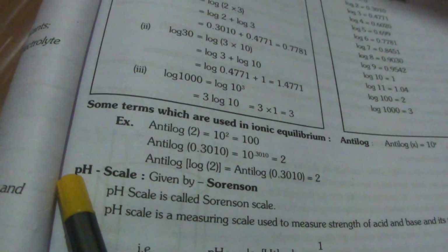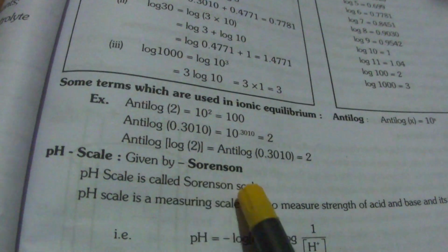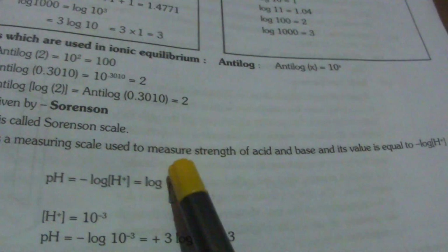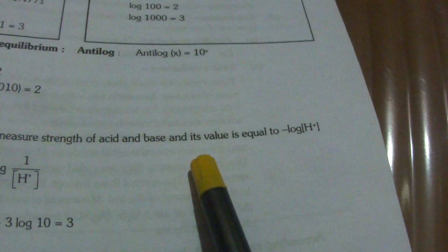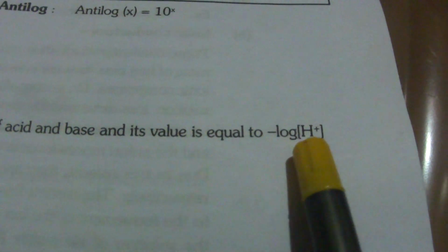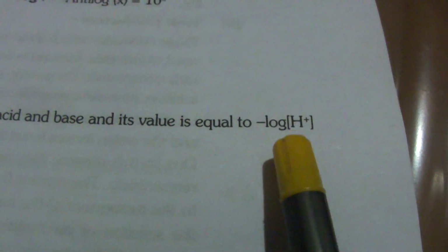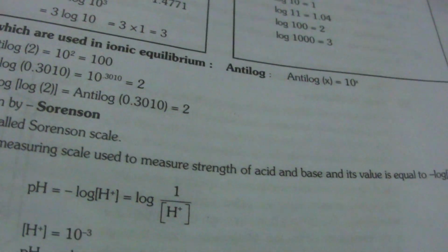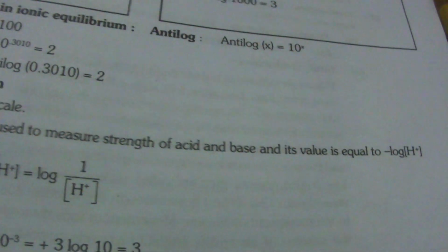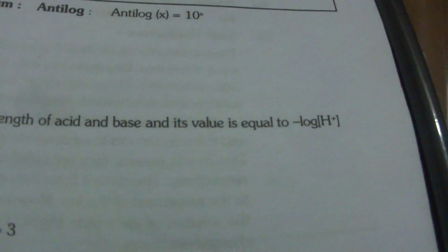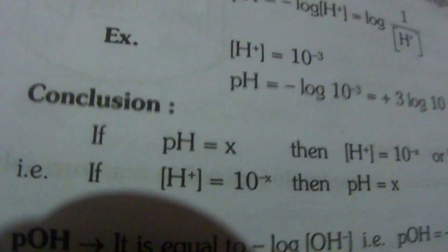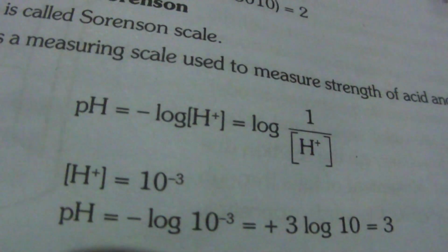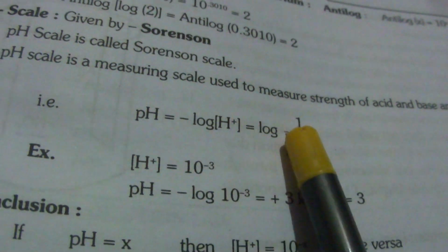And then we also have to know about the pH scale, which was introduced by Sorensen. So the pH scale is also known as the Sorensen scale. It's a scale used to measure the strength of acid and base, and its value is equal to minus log [H+]. So what is the pH scale? It is a scale which is used to measure the strength of an acid or base, and it can be written as pH is equal to minus log concentration of hydrogen ions.